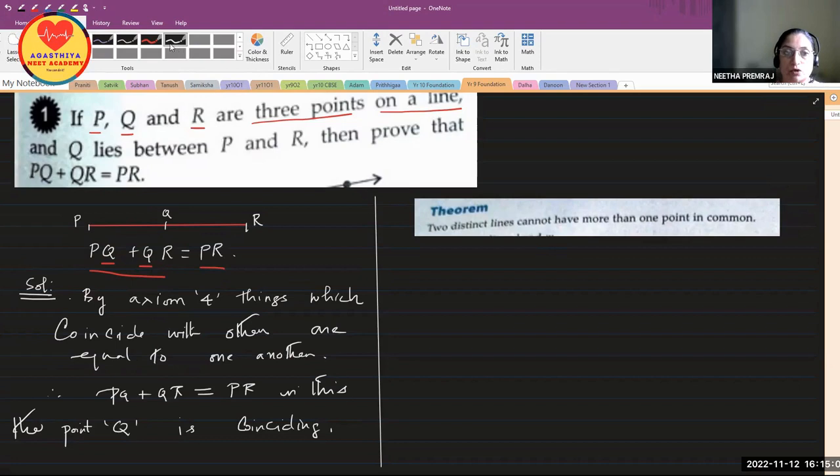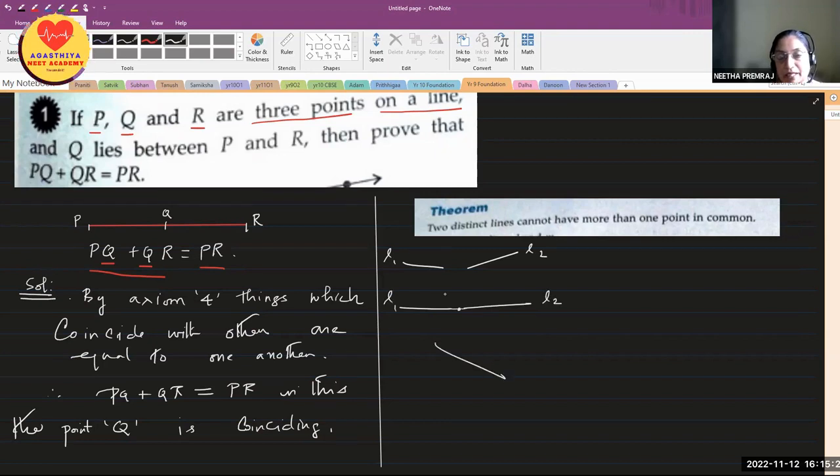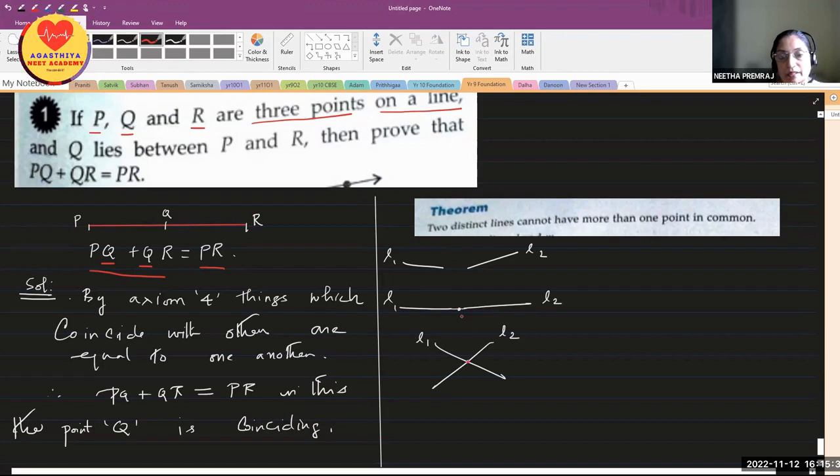For example, if the lines, line 1 and line 2, don't meet, they don't have any common point at all. But if they meet, what are the options? If two lines meet, they meet at only one common point. It can't have more. They may intersect. Line 1 is intersecting line 2. They can have only one common point, isn't it?